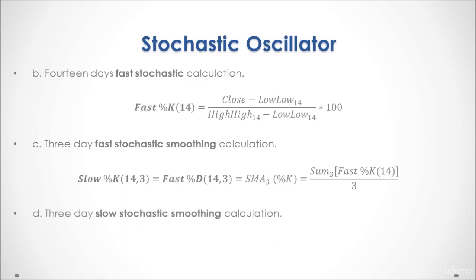D. 3-day slow stochastic smoothing calculation. Our slow stochastic or slow %D of 14 days, then 3 for the first and 3 for the second smoothing, is equal to a 3-day smoothing with a simple moving average of the corresponding fast stochastic smoothing, which is equal to the sum of 3 days of that corresponding first fast stochastic smoothing of 14 days divided by 3.